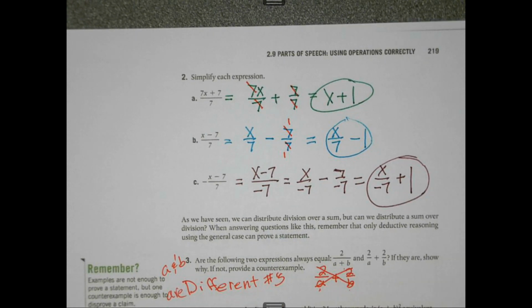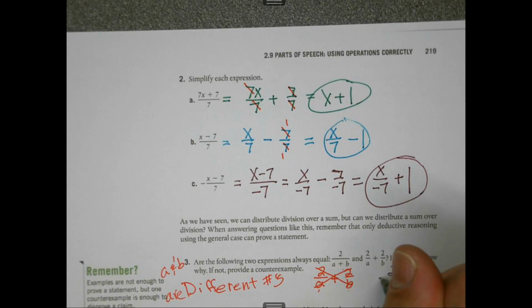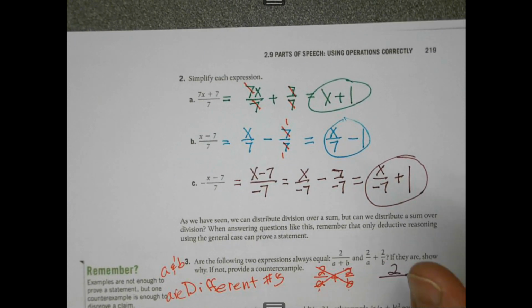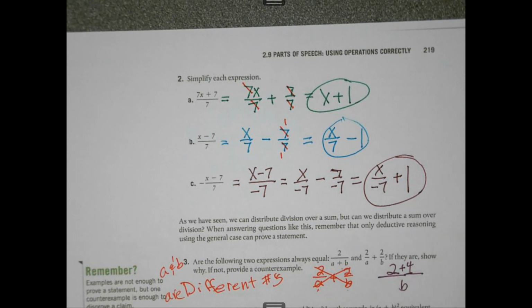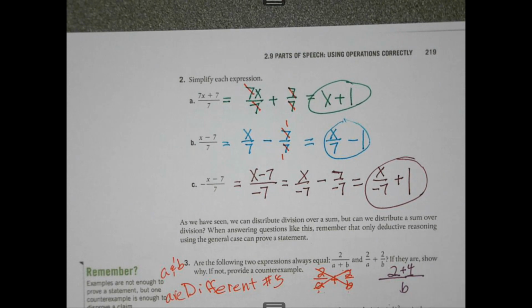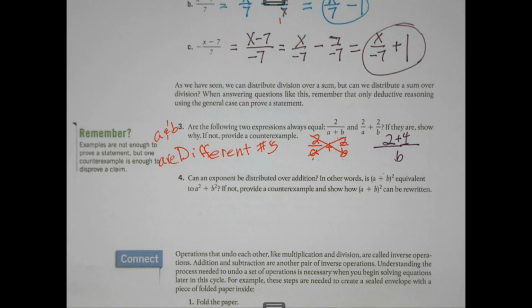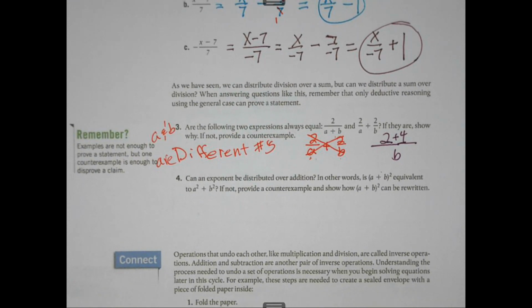Now, let me show you. If it was 2 over 2 plus 4 over b, the same number, then you can split it up. Because you have two different numbers, you can't. Here's another common mistake. Again, this was all about common mistakes.